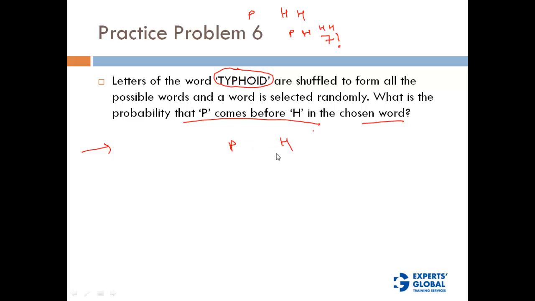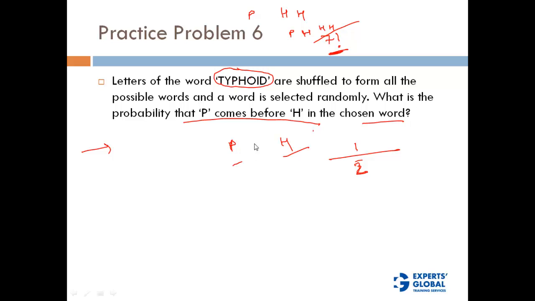They both cannot come at the same location, obviously, right? So either P will come first or H will come first, and we are talking about all the 7 factorial arrangements. In half of these arrangements, P is going to come first, and in half of the other arrangements, H is going to come first.